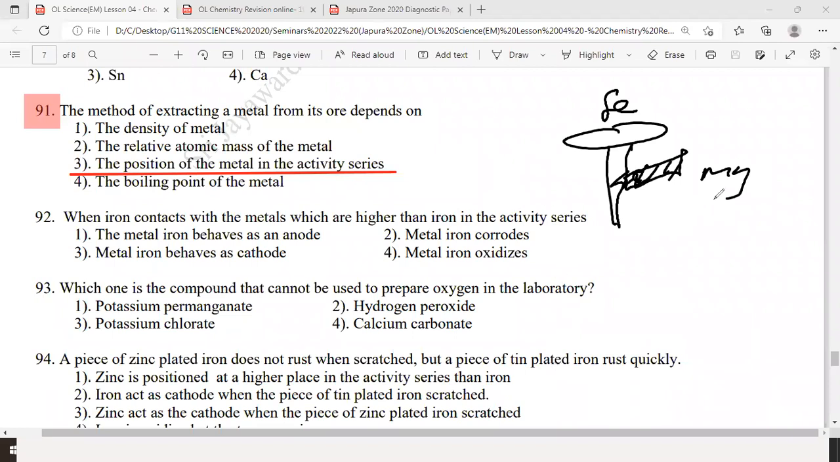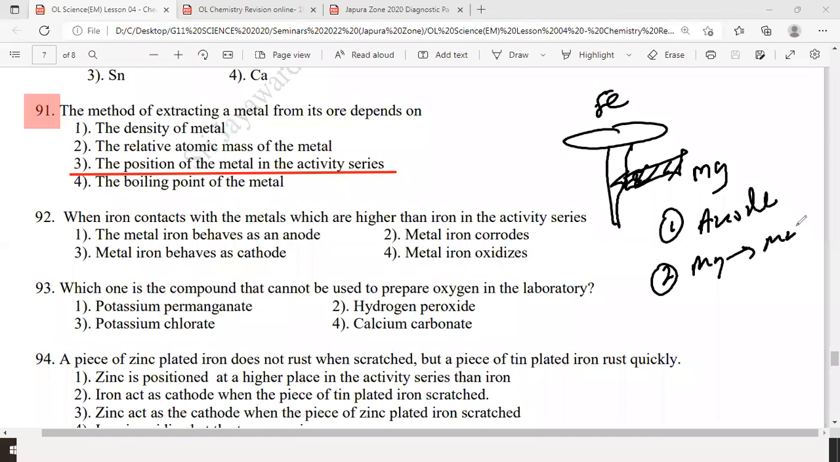I told you, when you are given a pair of metals, who is the anode? How to find the anode easily? The most reactive metal acts as anode. What is the most reactive metal out of these two, iron or magnesium? Magnesium. So magnesium acts as anode. And at the anode, number 1, it is the most reactive metal. Number 2, it acts as anode. Number 3, it oxidizes, giving out electrons. So that is called oxidation. Mg becomes Mg2+. That is called oxidation.